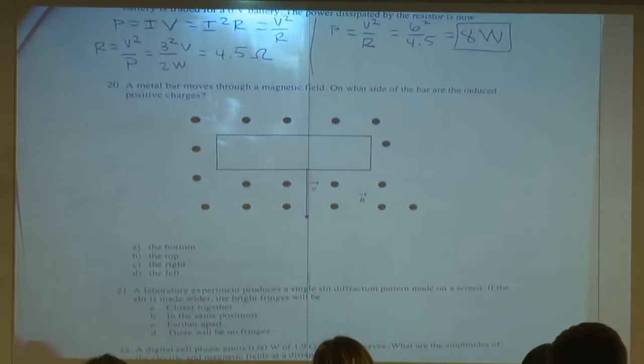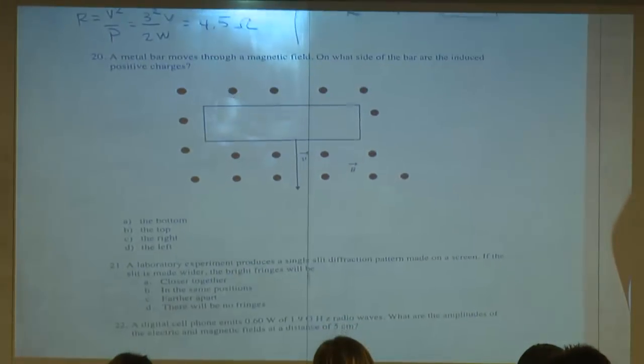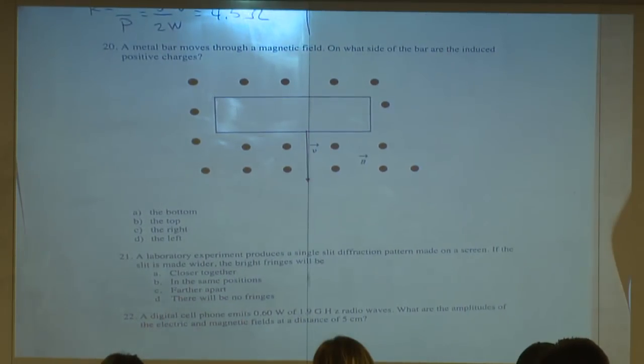Okay, so for number 20, we're getting into induced stuff now. This is getting towards the end of the course. It says a metal bar moves through a magnetic field. On what side of the bar are the induced positive charges?